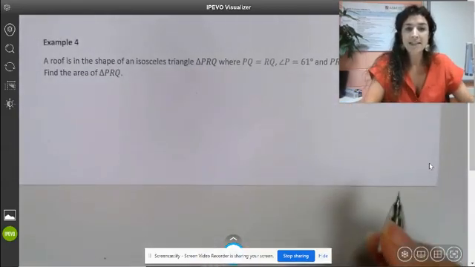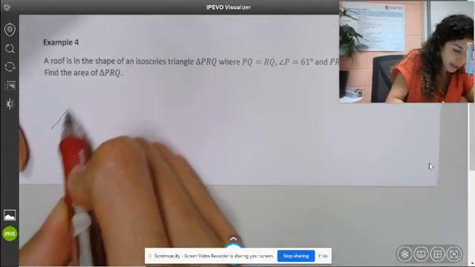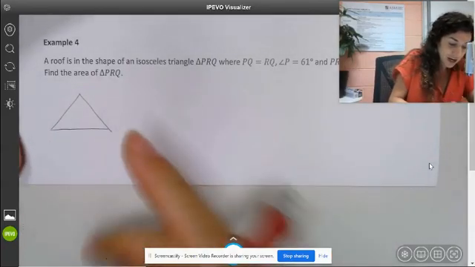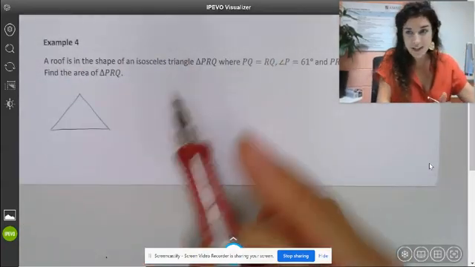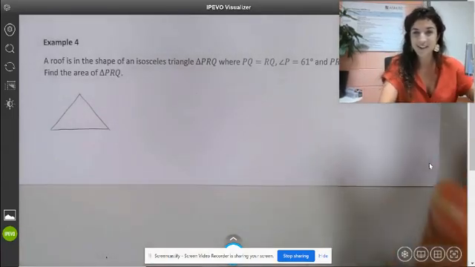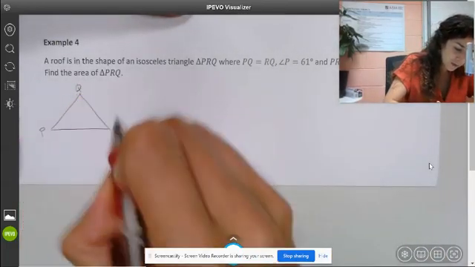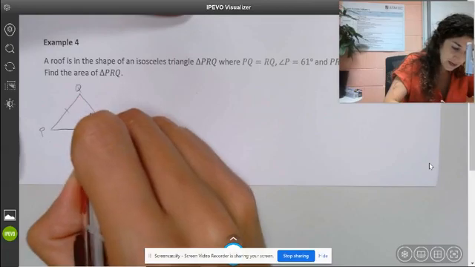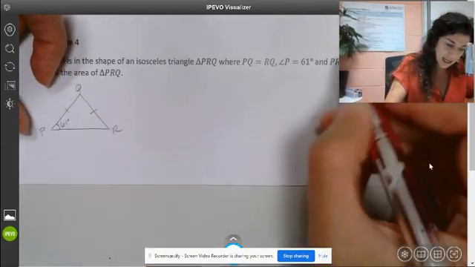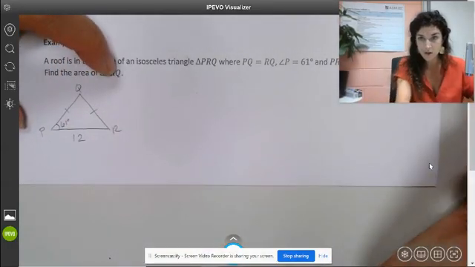The roof is in a shape of an isosceles triangle, PRQ, where PQ equals RQ. So I'm going to go ahead and draw in an isosceles triangle. Remember that an isosceles triangle is a triangle where 2 side lengths are equal, or 2 angles are equal. It says that PQ is equal to RQ. So those guys are equal. It says that angle P is 61 degrees and that PR is 12 centimeters. And we want to find the area of this triangle.